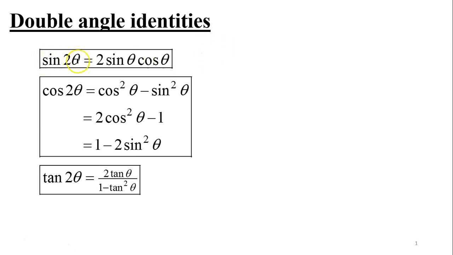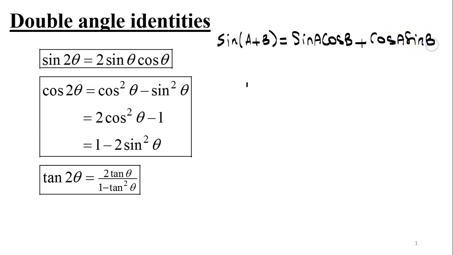Now, sine 2 theta is 2 sine theta cosine theta, and that is because if I were to go back to sine of a plus b, the compound angle identity of sine of a plus b is sine a cosine b plus cosine a sine b. However, over here we have sine of 2 theta, or sine of 2a, doesn't really matter.